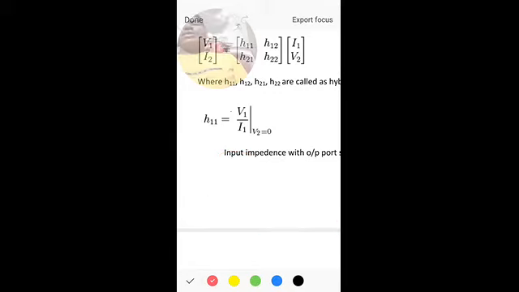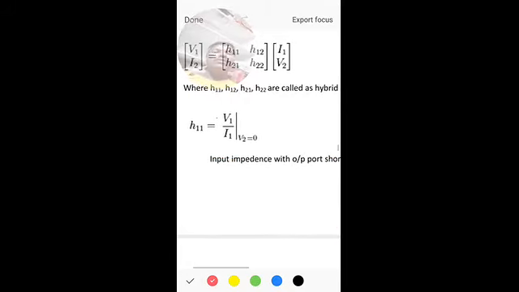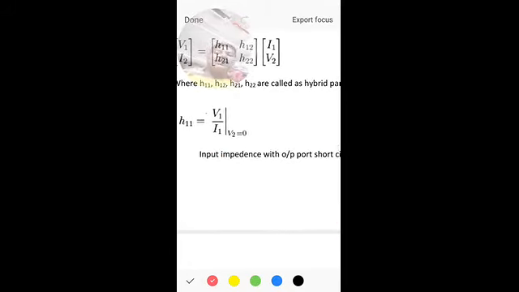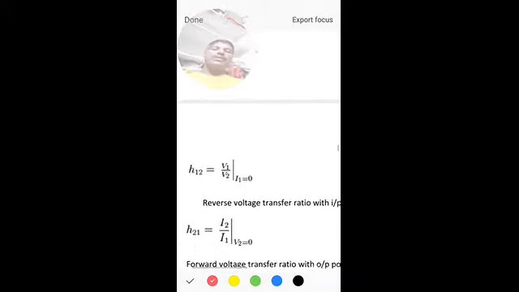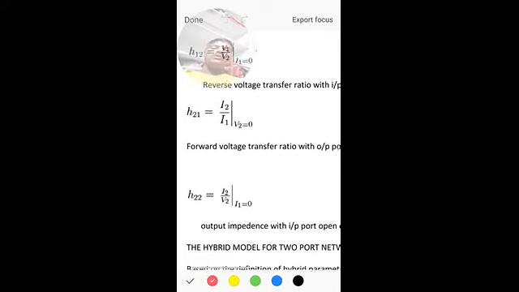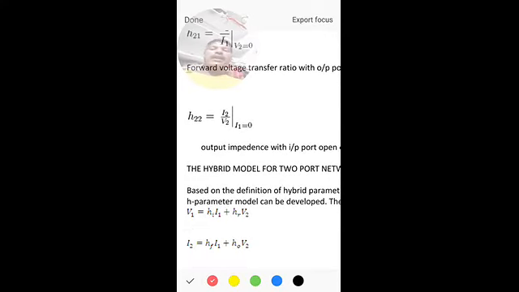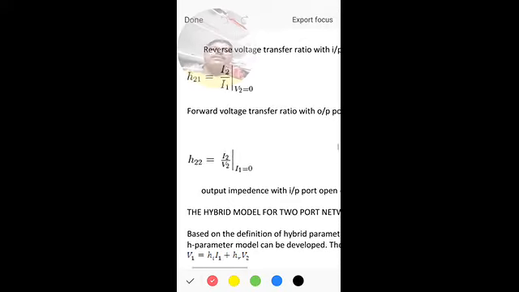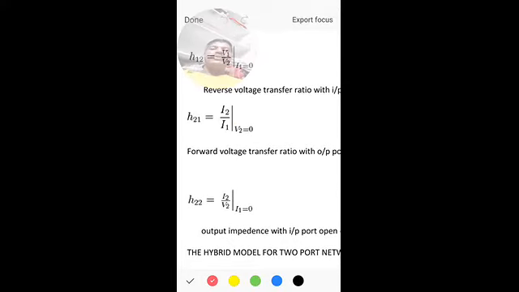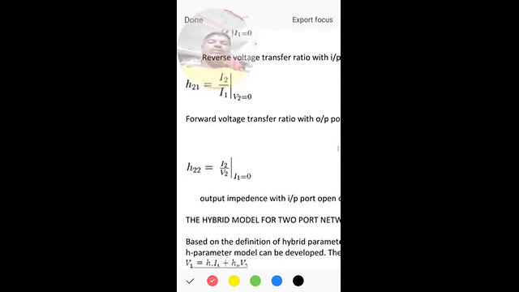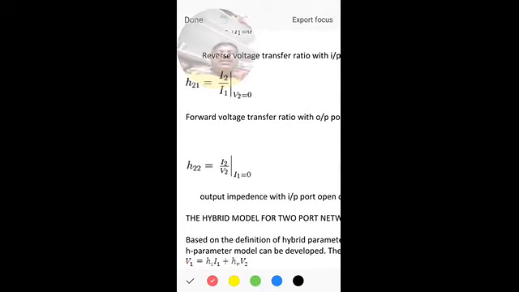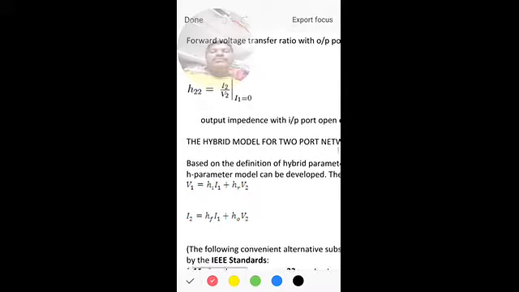So we have 4 parameters: h11, which is the input impedance, h12 is called the reverse voltage gain, h21 is the forward current gain, and h22 is the output admittance. Using this we can represent the hybrid model.